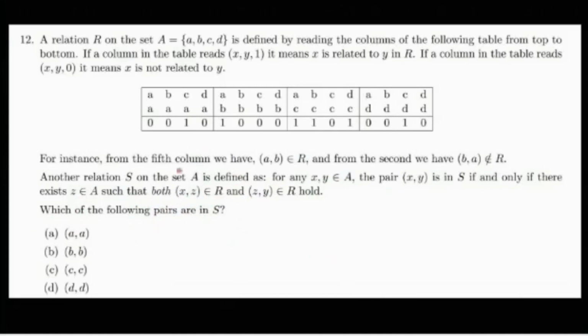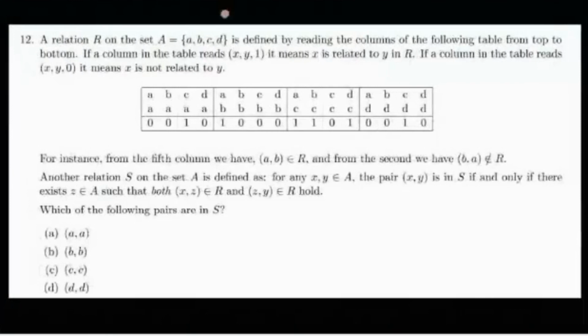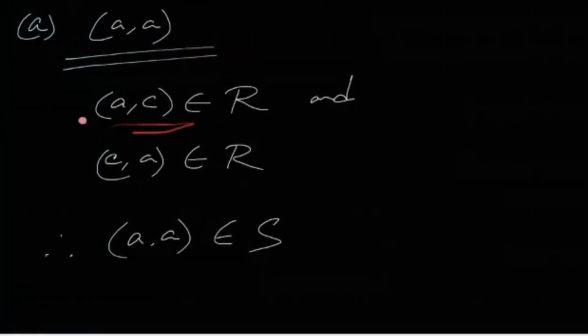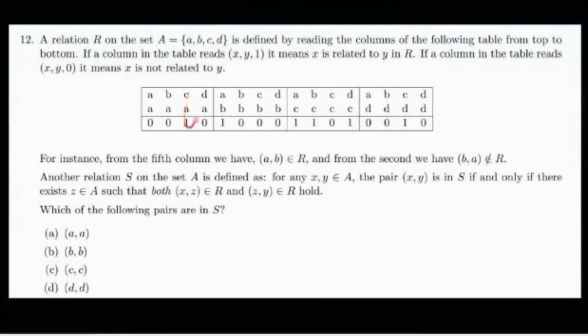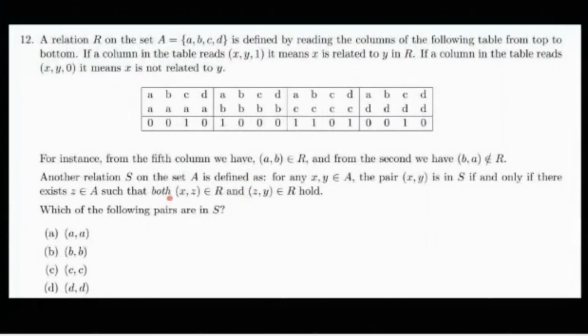So let's try with the first one, (A, A). (A, C) actually belongs to R, because in this column we have A, C, 1. So the ordered pair (A, C) belongs to R. Again, C, A, 1, the third column, also means that (C, A) belongs to R. That means we have found an element such that (A, C) belongs to R and (C, A) belongs to R. So (A, A) also belongs to S, because the property says we have to find some element such that this holds. So the first option is true.